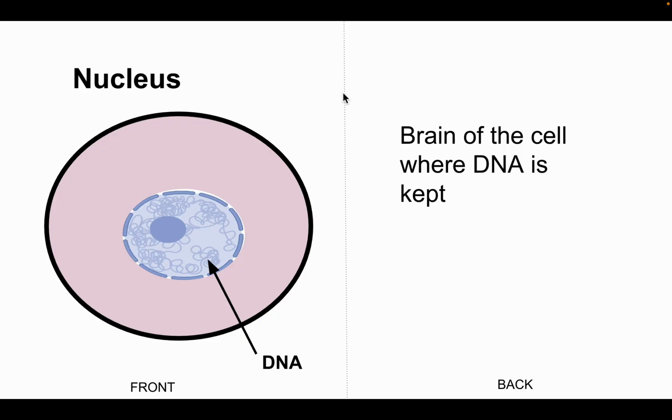All right, now it is time to make your cards. Get your supplies ready. You're going to need 4 note cards today and colored pencils. The first card is nucleus. The nucleus is in some cells, it's the circle that is around the DNA. It is the brain of the cell where DNA is kept. Pause the slide if you haven't completed this card and press play when you're ready to continue.